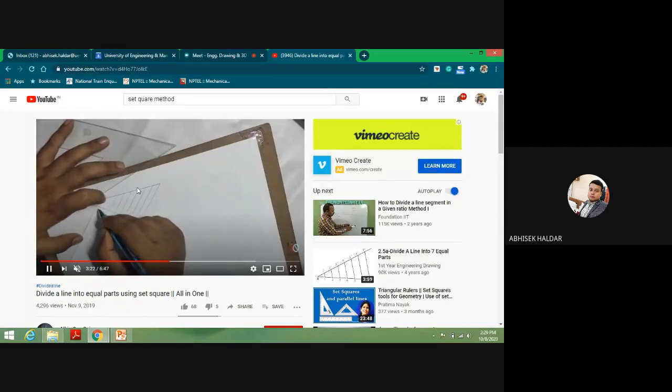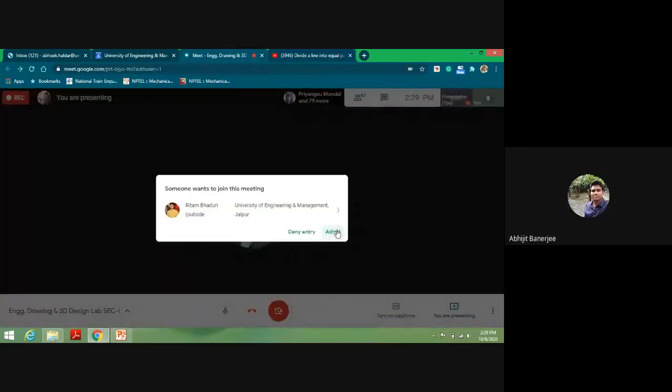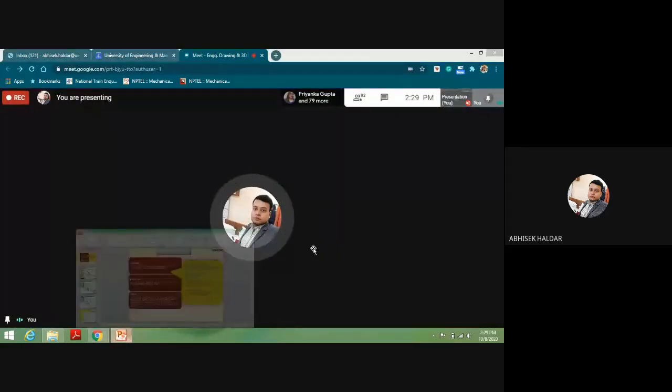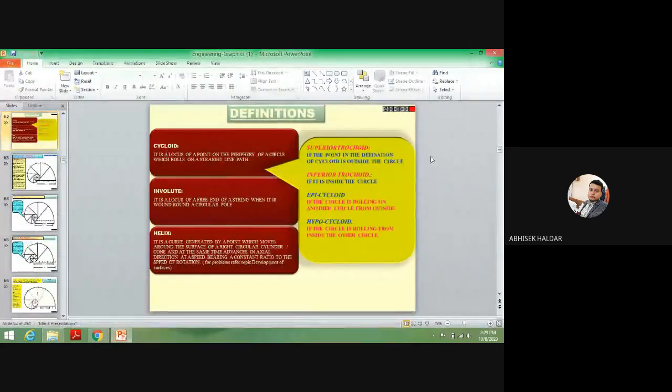Using this you can divide any straight line, of any particular length, into any number of equal parts. One thing you have to remember: only equal arcs. How many equal arcs do you have to take on the inclined line? You have to take a number equal to the number of parts into which I want to divide the main line. Clear? Yes, sir.